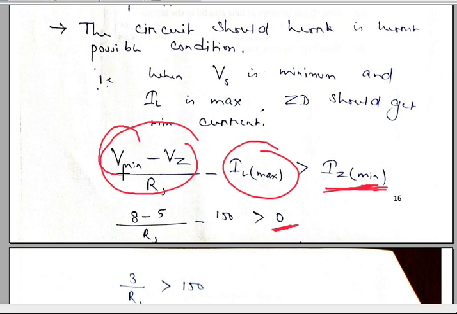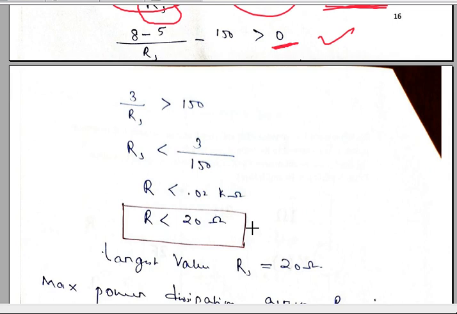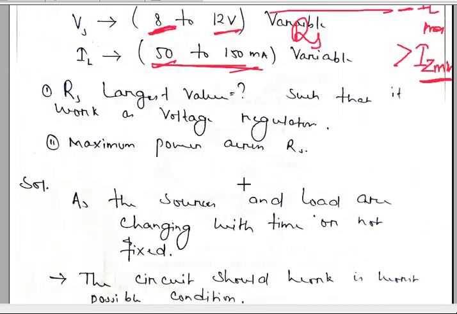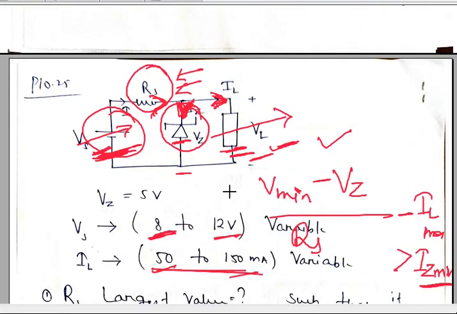Now this V minimum, that is the source minimum, we know it is 8. Vz in the question is given as 5. IL max is 150 milliampere, in the question itself it is mentioned. Now RS, we have to find out this value. Now we can simply solve this equation and it comes out to be this one. RS should be less than or equal to 20 ohm. So the maximum possible value is 20 ohm.